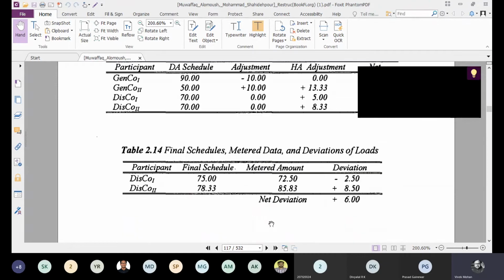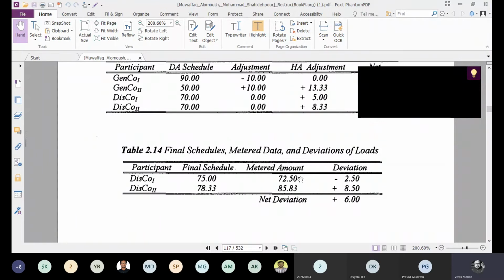Now of course there is a deviation seen from the metered data. For Disco 1, the final schedule is 75. For Disco 2, it is 78.33. But the metered amount applies for load only, right? Because anyway, Gencos are dispatchable here. In this case, we are considering Gencos as dispatchable, or otherwise also we have backup generators. So from that side, we need not take a metered measurement.